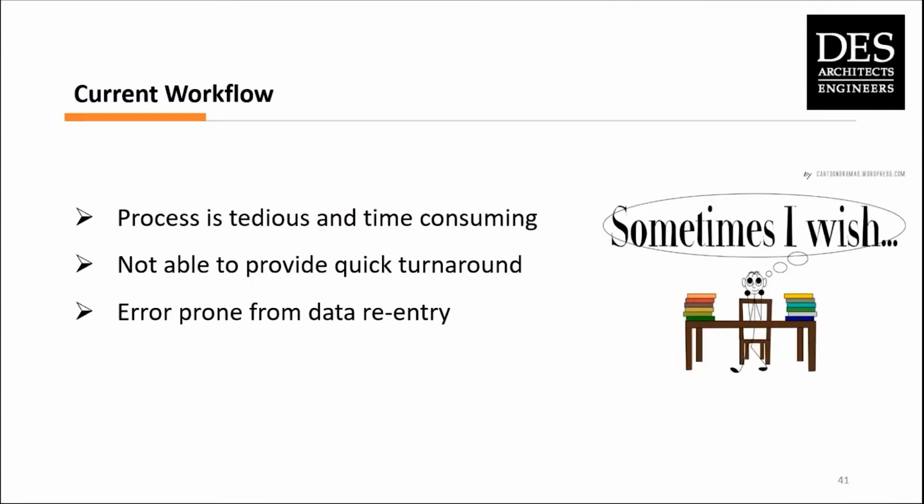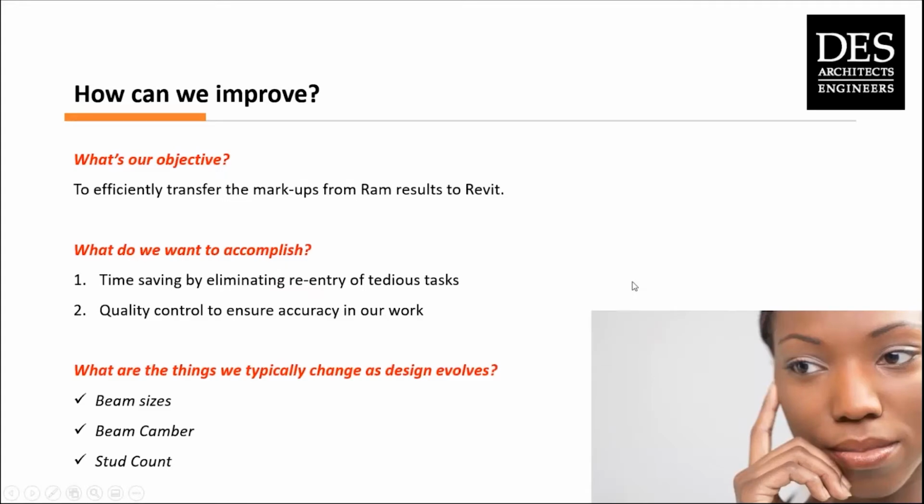So as you can see, the process is pretty tedious and time consuming. We are not able to provide quick turnaround, and it is error prone from data re-entry. And notice the amount of red marks that I have to transfer from one floor to the next. And if we are talking about multiple floors, we are talking about a lot of time and a lot of iterations as well. So I need to find a better way to do this. So how can we improve?